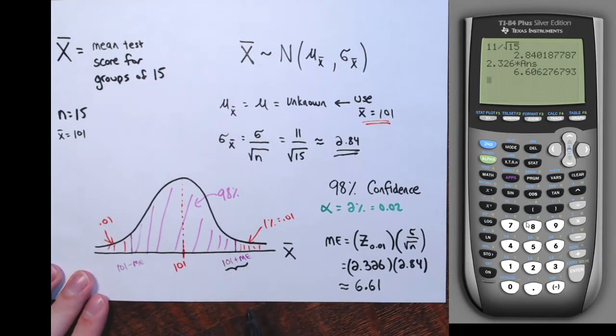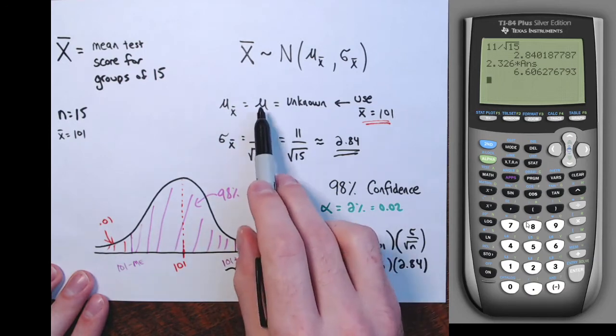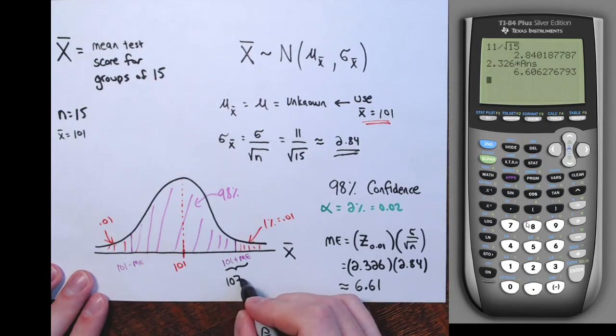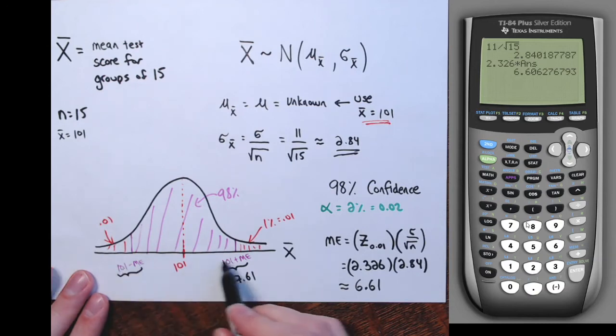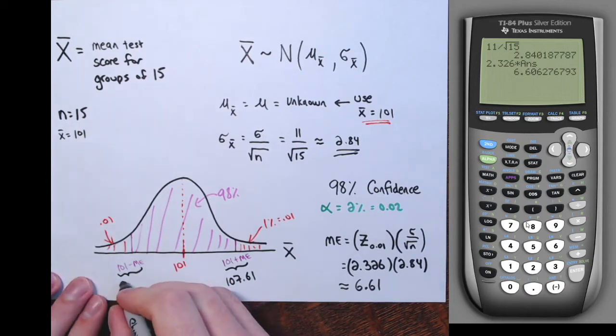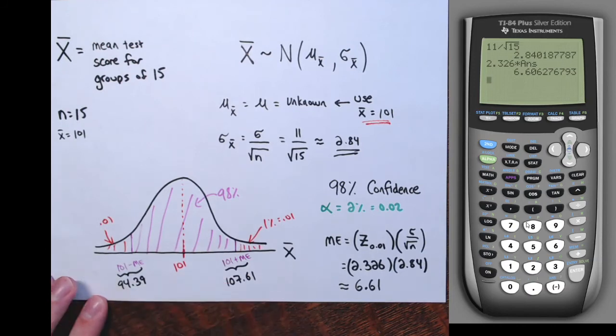So then the upper value of my 98% confidence interval estimate for mu is 101 plus this, so 107.61 for the upper limit. And then the lower limit of this 98% confidence interval is 101 minus this. Now, 101 minus 6 would be 95. Then minus 0.61 would be 94.39. 94.39.